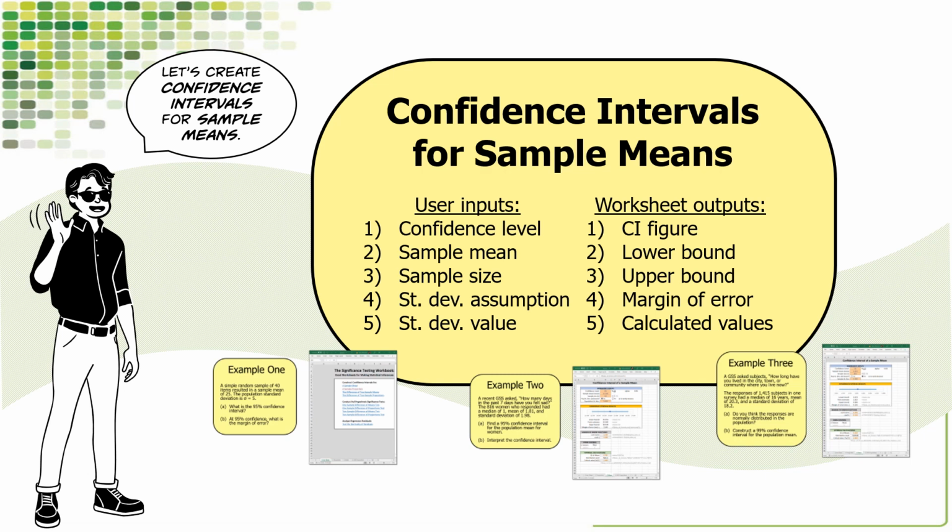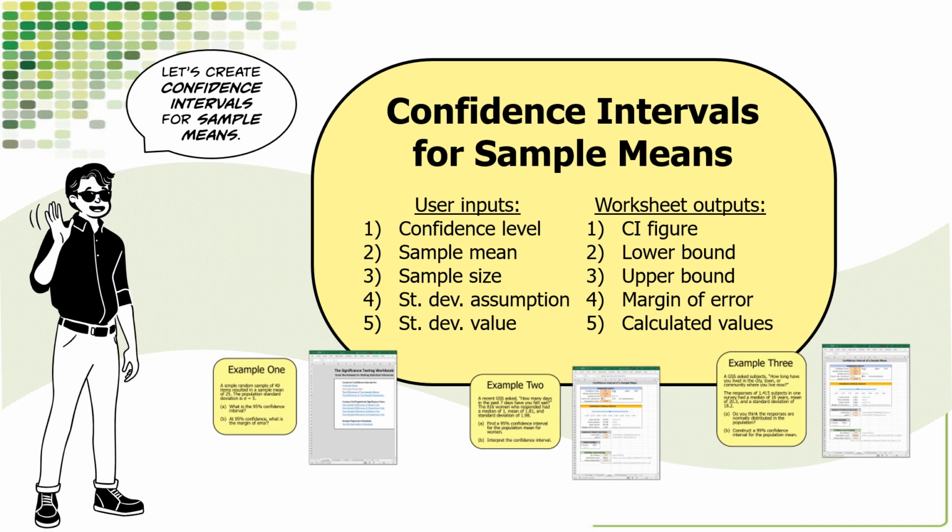To generate a confidence interval for a sample mean, you input 5 values into the worksheet. 1, the confidence level. 2, the sample mean. 3, the sample size. 4, the assumption about standard deviation, that is, whether it's known or being estimated. And 5, the standard deviation. All the information you input should come from the problem you're working on.